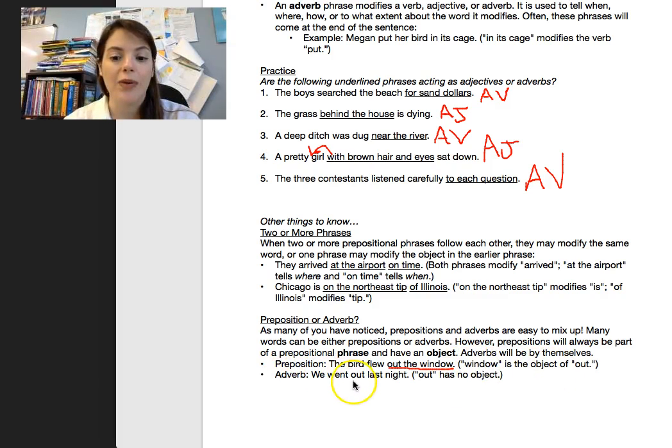Adverb: we went out last night. Out this time doesn't have an object. Last night is just another adverb telling us when we went. So you've got to differentiate between those. Prepositions are always going to have objects, adverbs will not. All right, we'll do some more practice of this tomorrow, and you can let me know then if you have any questions.